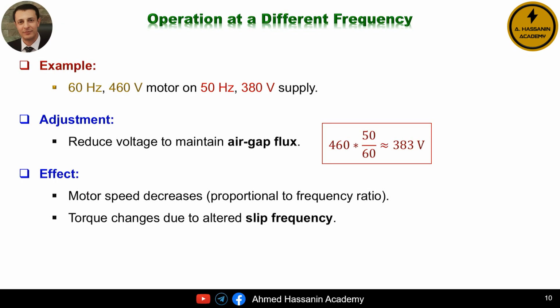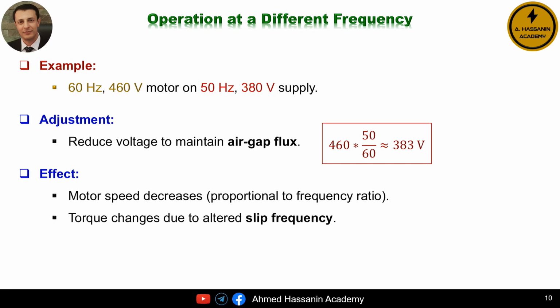Okay, next let's talk about what happens when a motor is run at a different frequency than it was designed for. This is actually a pretty common scenario, especially when equipment moves between countries with different power standards. For example, imagine we have a 60 Hz, 460 volt motor, and we try to run it on a 50 Hz, 380 volt supply. Now we can't just plug it in as is. To keep the magnetic flux in the air gap at the right level, we need to reduce the supply voltage proportionally.